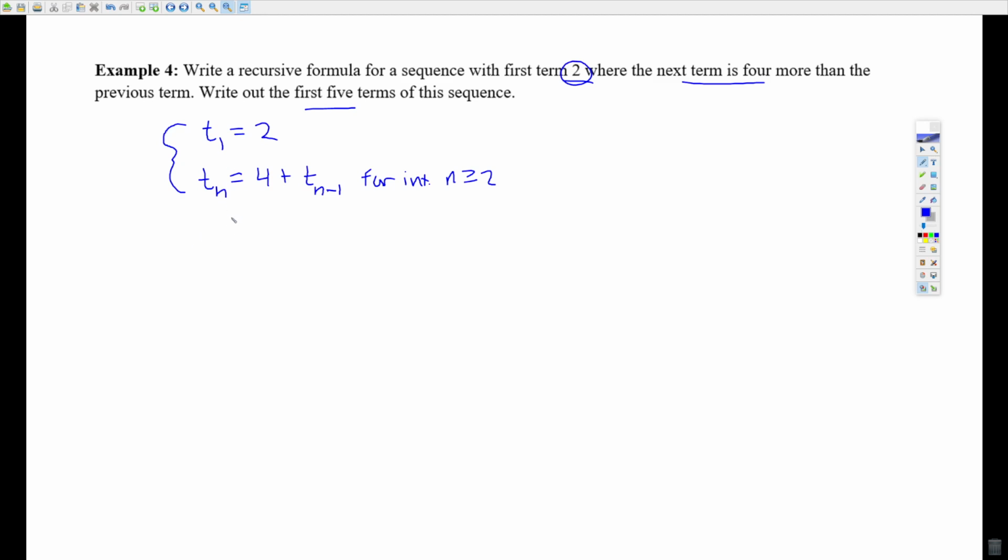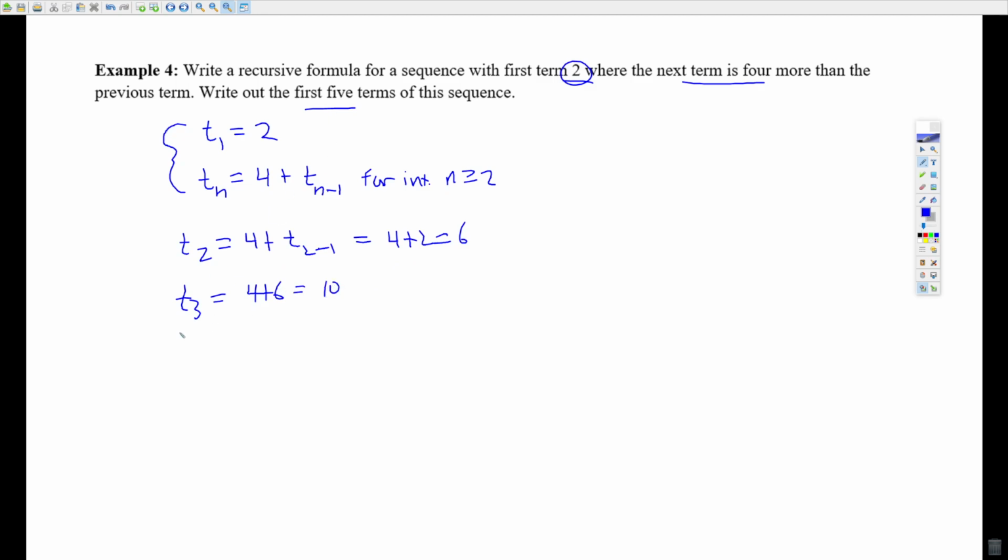So for the first term, we put in 2. First term is 2. So now we're going to find the second term by plugging in the number 2. So it'd be 4 plus. And instead of doing this every single time, like you normally can do T sub 2 minus 1 and realize it's T sub 1, it'd be 4 plus 2 to give you 6. We're just going to write what the previous term is. To get T sub 3, you do 4 plus the previous term, which is 6, which gives you 10.